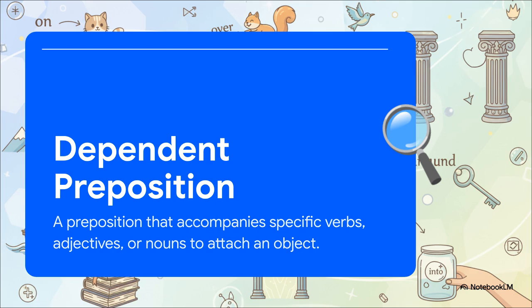So, what exactly are they? A dependent preposition is a preposition that usually accompanies specific verbs, adjectives, or nouns to attach an object. Now, I want you to visualize them as magnets. These prepositions are strong grammatical magnets that just have to stick to specific words to make the sentence hold together. There isn't always a logical reason why a specific magnet sticks to a specific word. It's honestly just the way the language has evolved.